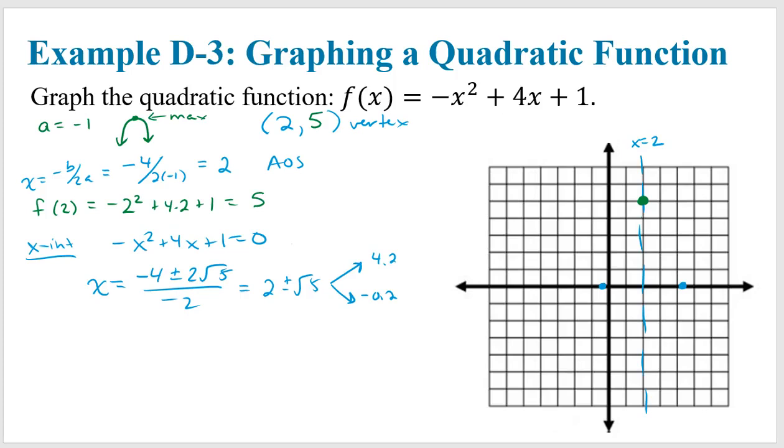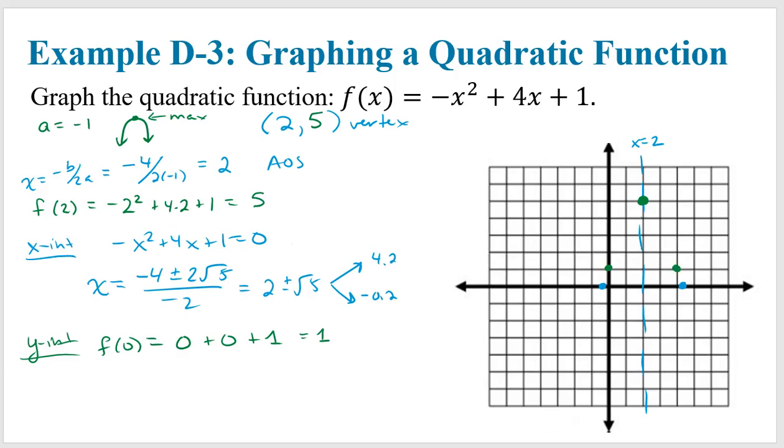All right, then we will need to find our y-intercept, which we find by just plugging in 0. So notice if I plug in 0, the first term will be 0, the second term will be 0, and the third term will be 1. So my y-intercept is 1. So 0 and 1. There we go. And then our symmetric point as well will be here.